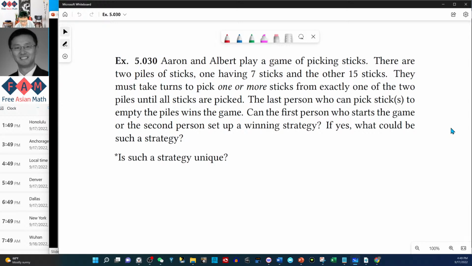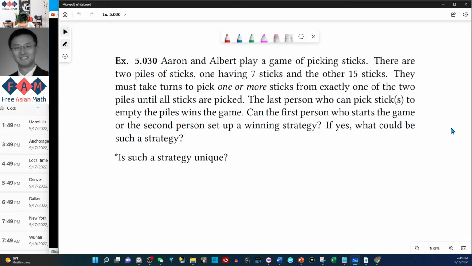So the rules of the game are that the two players take turns to pick some sticks from one of the two piles. So the constraint is that you have to pick one or more sticks. That means that you cannot do nothing. You cannot pick 0 sticks. So every time you need to pick at least one stick, but from exactly one of the two piles. You cannot say, I take one from this pile and take another one from that pile. No, you only take sticks from one of the two piles, but you cannot pick 0. You have to pick at least one.